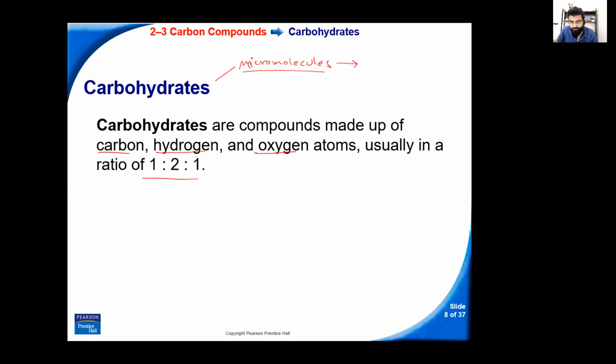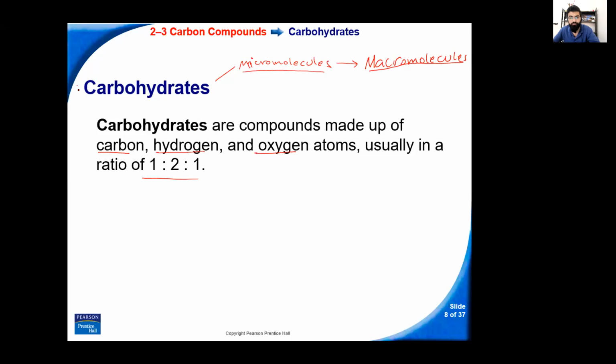So here, as we said, carbohydrates contain micromolecules, and these micromolecules are going to be used to make macromolecules. Okay, you hear me well, right?